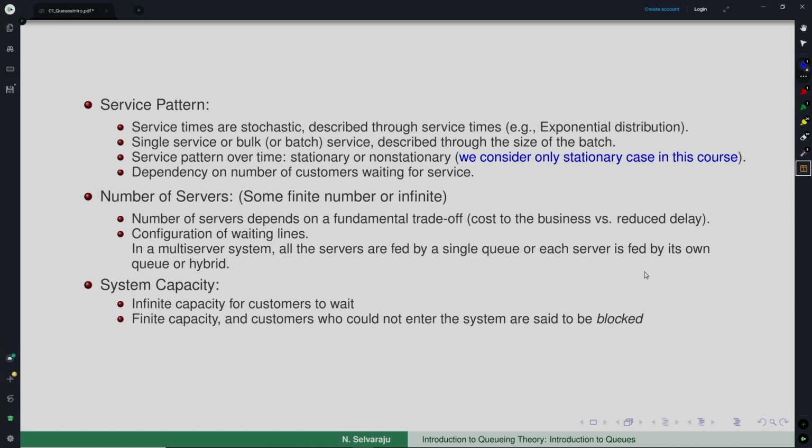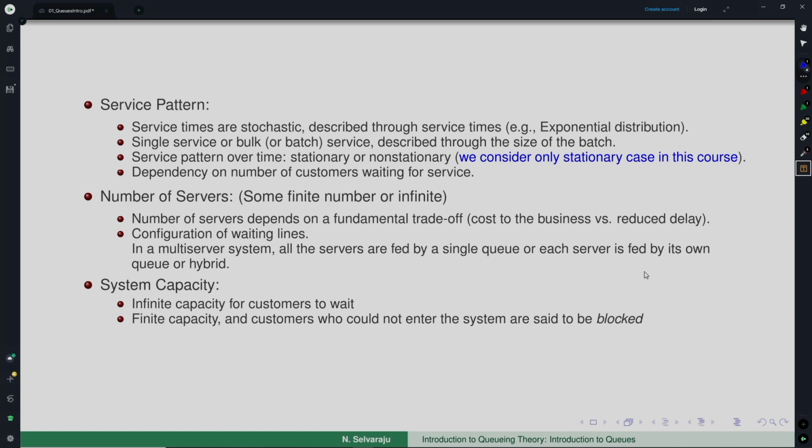And whether there is infinite capacity for customers to wait. Again, in reality, there is nothing like an infinite capacity, but a very large one can be approximated easily by an infinite capacity, and as you will see, the analysis might also become easier, but again it is an approximation in some sense, right. So, you are assuming that there is infinite capacity for customers to wait, or there is a finite capacity.